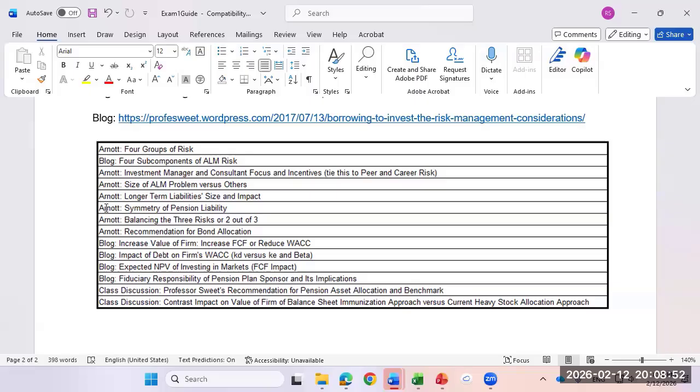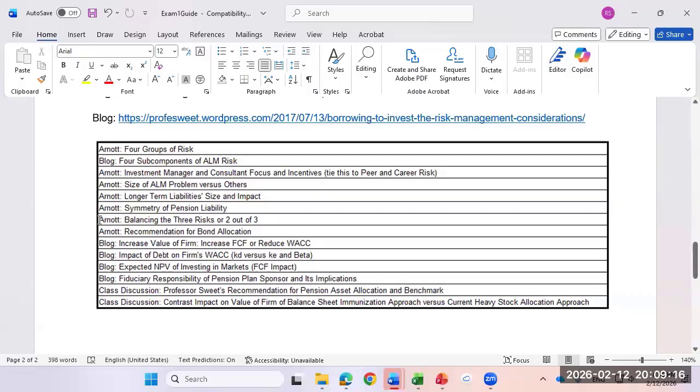Convexity. What are pension liabilities? Are they positively convex or negatively convex? Extremely positively convex. They go up a lot in value when interest rates fall. They don't go down as much in value when interest rates rise. They're much more skewed on the positive side. It's called positive convexity. That makes them pretty dangerous liabilities to have.